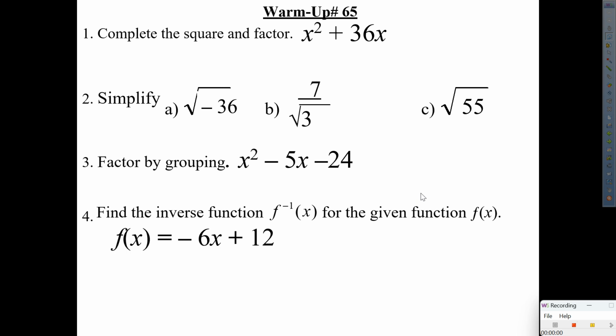Everyone, welcome back to another exciting day of mathematics. Whoop, whoop. Warm-up 65 is on the screen. By now you should be experts at those. So I'll give you some time.